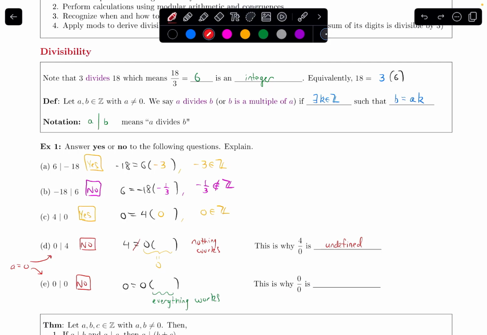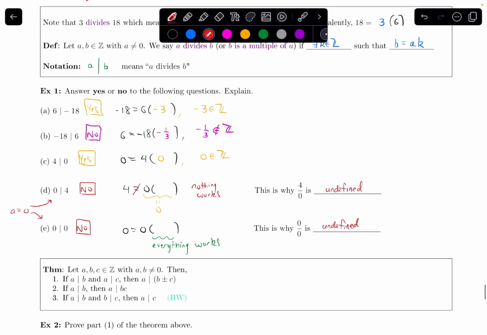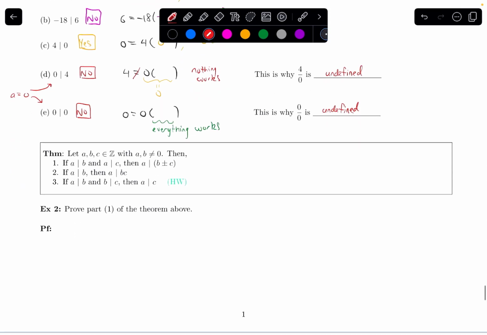Because of that, we say it's undefined. We cannot define just one value for it. All right. So let's end this video by looking at a theorem involving divisibility, and we'll do our first divisibility proof.